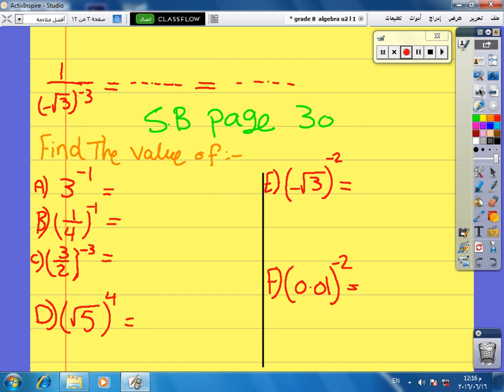Another example, when we have 1 over negative square root 3, the power is negative 3.